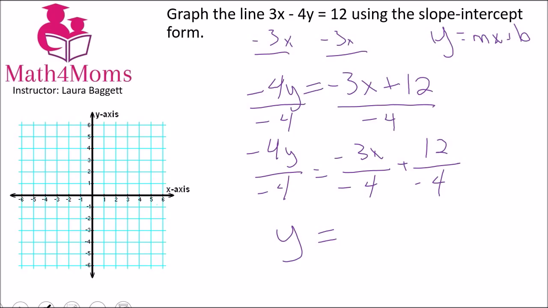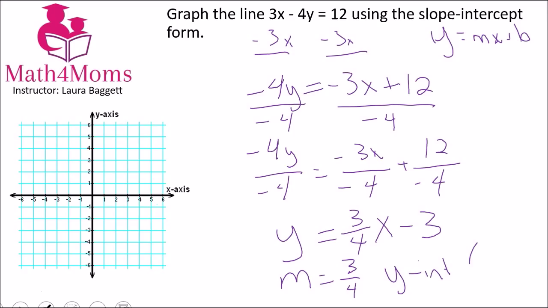Negative 3 divided by negative 4, negative divided by negative reduces to a positive 3/4. And then 12 divided by negative 4 is negative 3. So this tells me that my slope is equal to 3/4 and my y-intercept is going to be 0, -3.